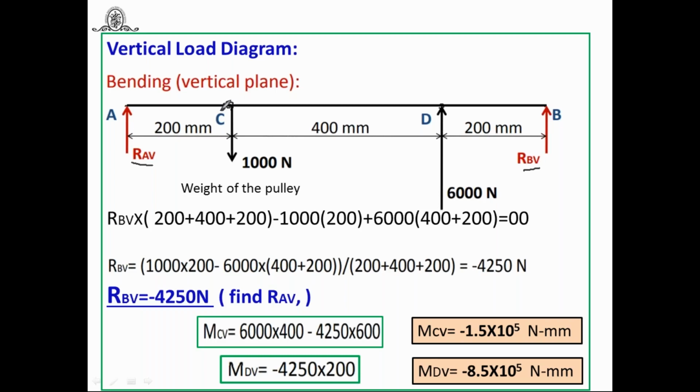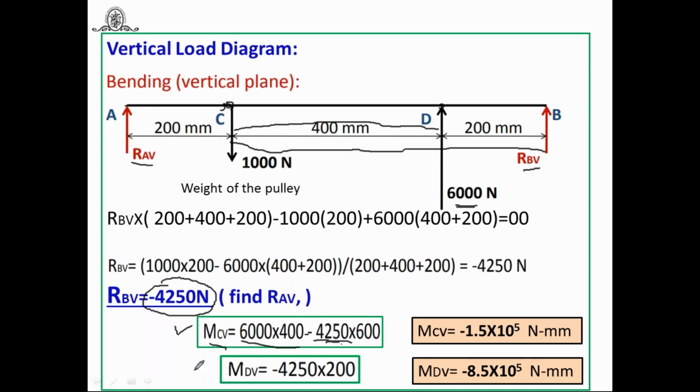How are you going to find out at C? Look at this: the bending moment at point C in vertical loading, MCV, is equal to this 6,000 into this distance 400, minus, and now it's a plus, RBV into this distance, that is 600. But here you have got RBV equal to minus 250. That's why I have directly taken minus 250 here.